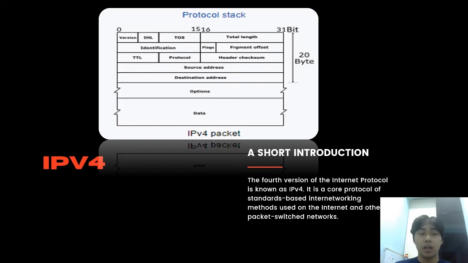Next is IPv4. The fourth version of the Internet Protocol is known as IPv4. It is a core protocol of standards-based internetworking methods used on the Internet and other packet switched networks. As you can see, this is the picture of IPv4, which shows the layers of IPv4.